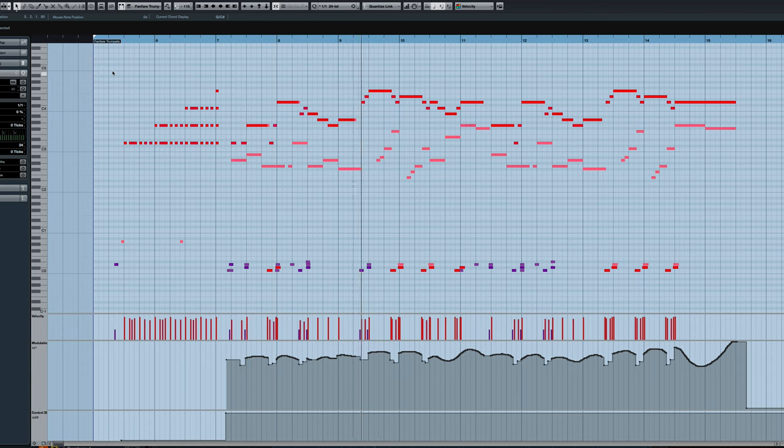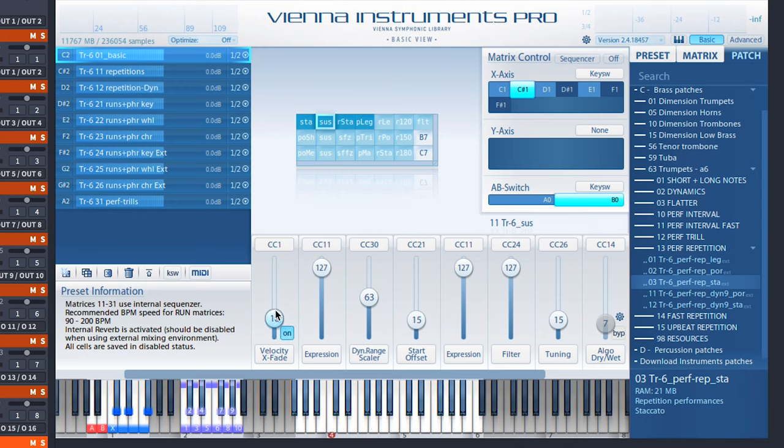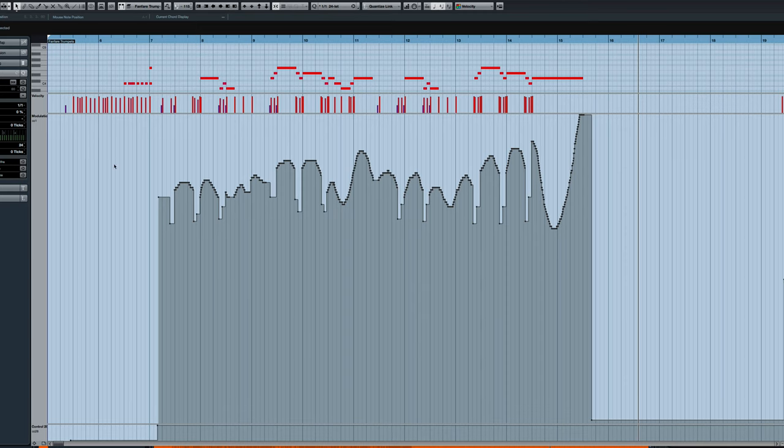So the question is, how do you make a virtual trumpet sound more like a real person is blowing through it? And that's where my favorite feature of Dimension Brass and other VSL libraries comes in. It's called Velocity X-Fade. If you look along here at the bottom of my piano roll, you'll see I've got constant automation happening, all drawn in with the pencil tool.